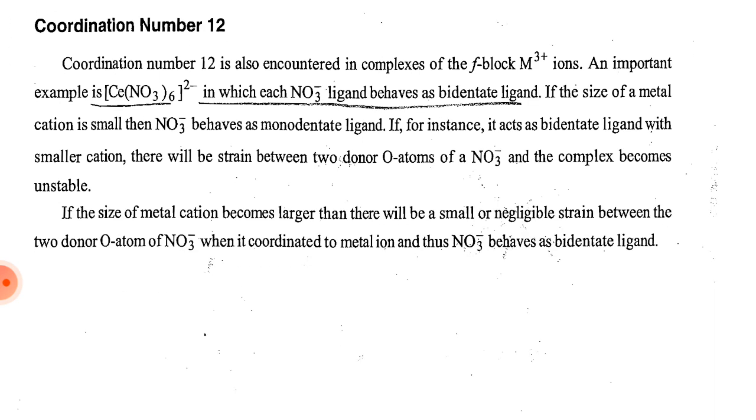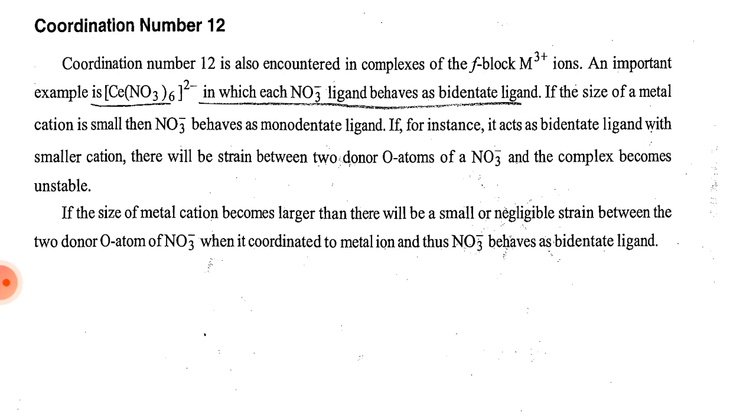Coordination number 12. Coordination number 12 is also encountered in complexes of F block M3+ ions. An important example is [Ce(NO3)6]2-, in which each NO3- ligand behaves as a bidentate ligand. If the size of a metal cation is small, then NO3- behaves as a monodentate ligand. If it acts as a bidentate ligand with a smaller cation, there will be strain between the two donor oxygens of NO3- and the complex becomes unstable. If the size of the metal cation becomes larger, then there will be small or negligible strain between the two donor oxygen atoms of NO3- when it coordinates to the metal ion. Thus, NO3- behaves as a bidentate ligand.